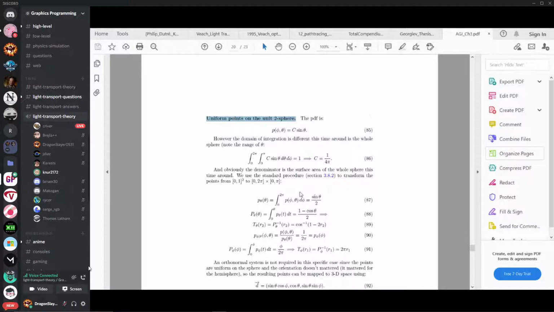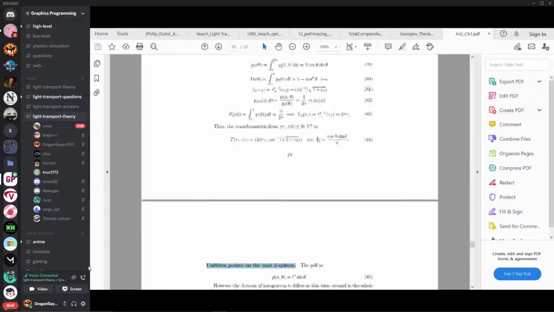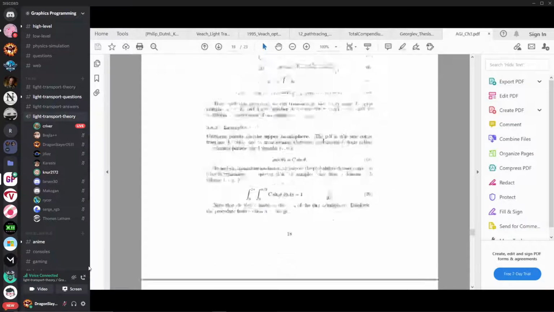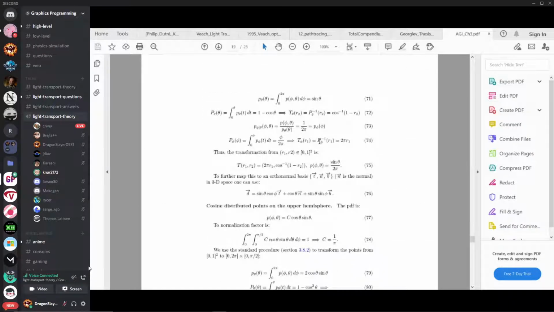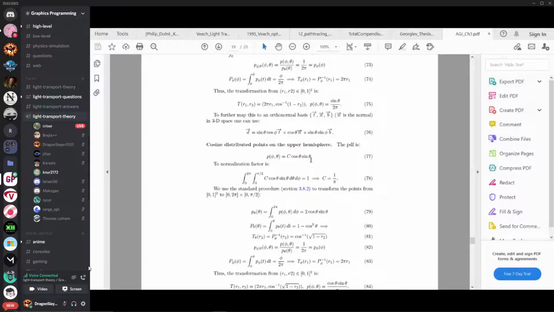So basically, in the first example, we would get uniform points on a hemisphere, and in the second example, we would get points that are clamped together, concentrated at around the top, the pole, right? Around the normal.